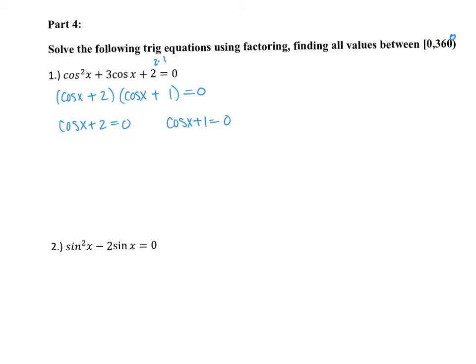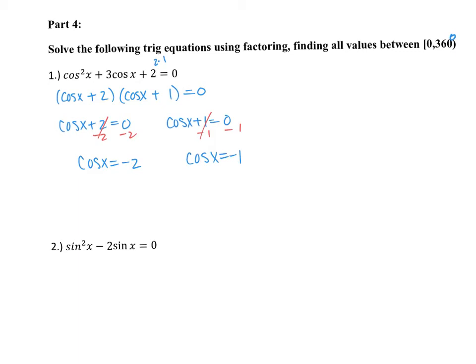And when I do this, I have to get cosine by itself. So factoring is great because it brings down the power. And once you bring down the power, you're able to get the cosine by itself more easily. So I would have to just subtract over 2 with this one, subtract over 1. So my cosine is equal to negative 2, and cosine is equal to negative 1.